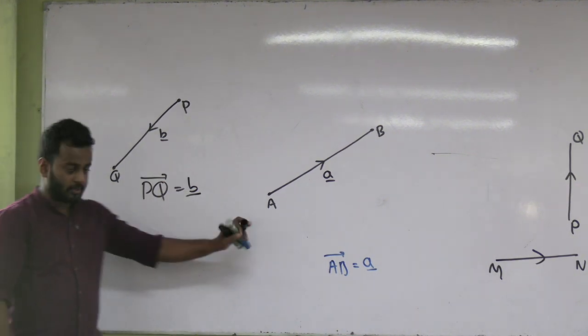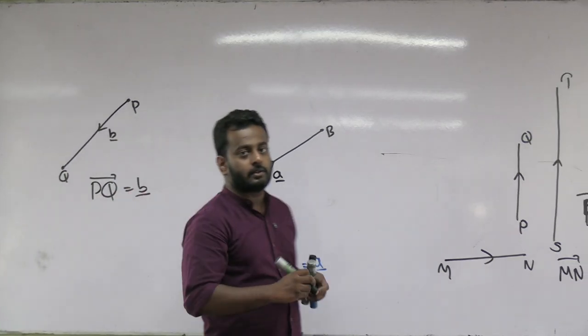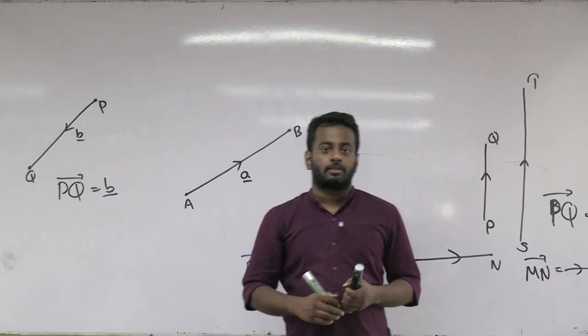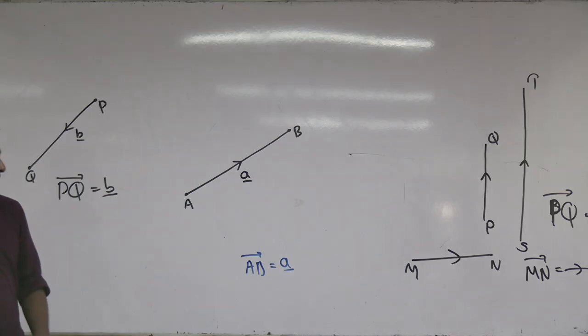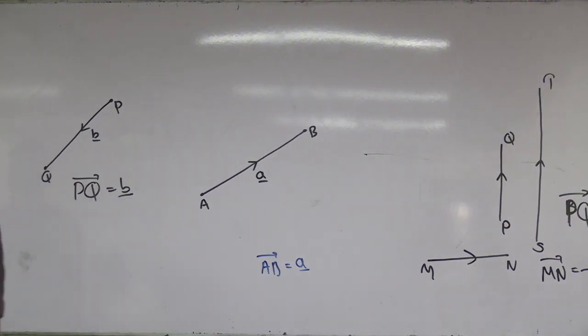Fine, right? Okay, just write the next topic: algebraic representation of vectors. Write this below that: AB equals simple a.